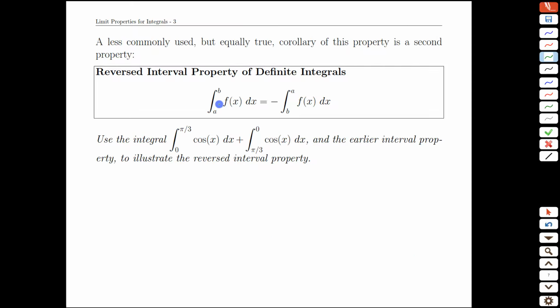There's an interesting variation on this theme, which is the order of the limits of integration. So a less commonly used but equally true corollary is the ability to have an integral that goes from one point to a second point. If we want to reverse those for whatever reason, and there are some reasons sometimes, then we can do that. We can exchange the a from the bottom, put it up top, take the b from the top, put it down the bottom bound, but then we will flip the sign. So reversing the bounds results in a flipping of the sign.